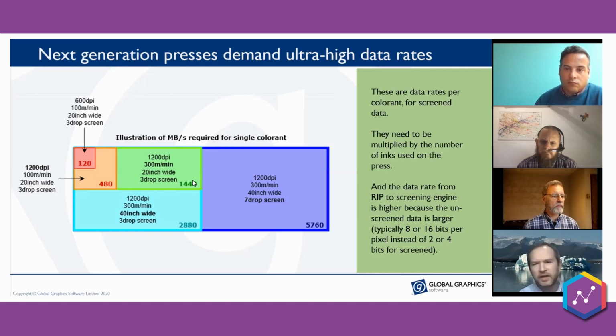So you've been working really hard on this press so that it can jet ink super fast and it can send the substrate under very fast. But if you can't drive the amount of data to it that it needs, you can't run it that fast.